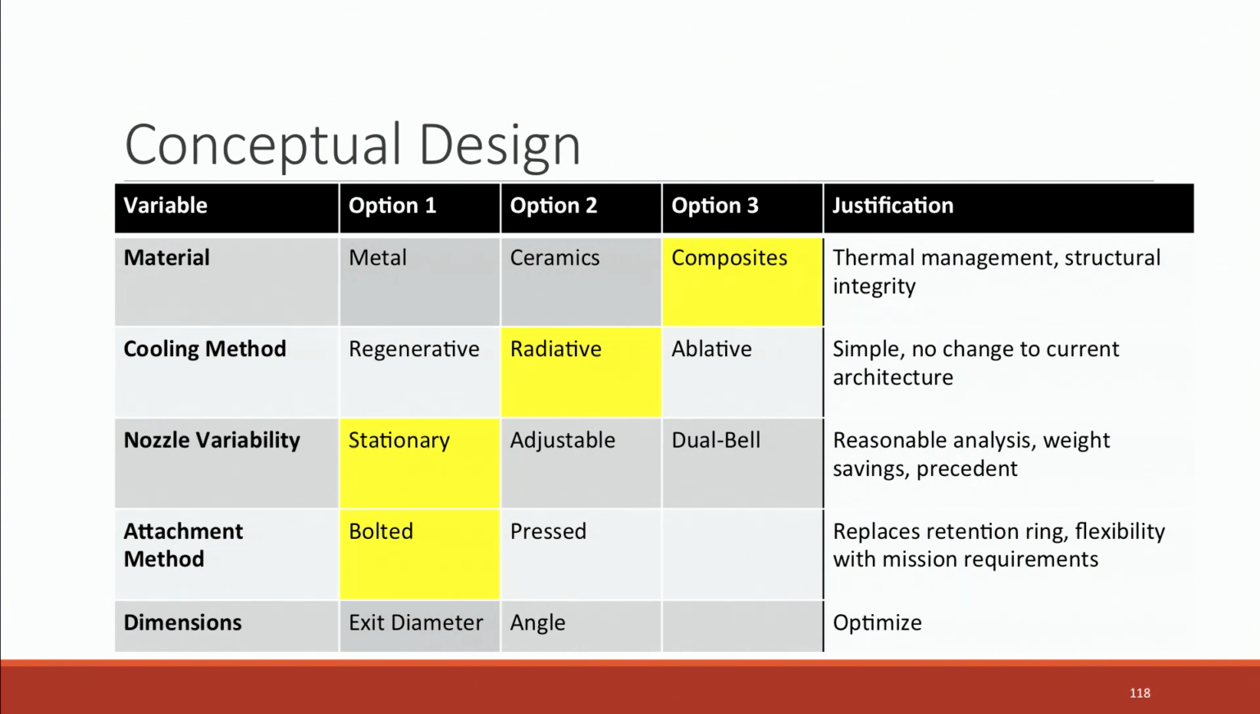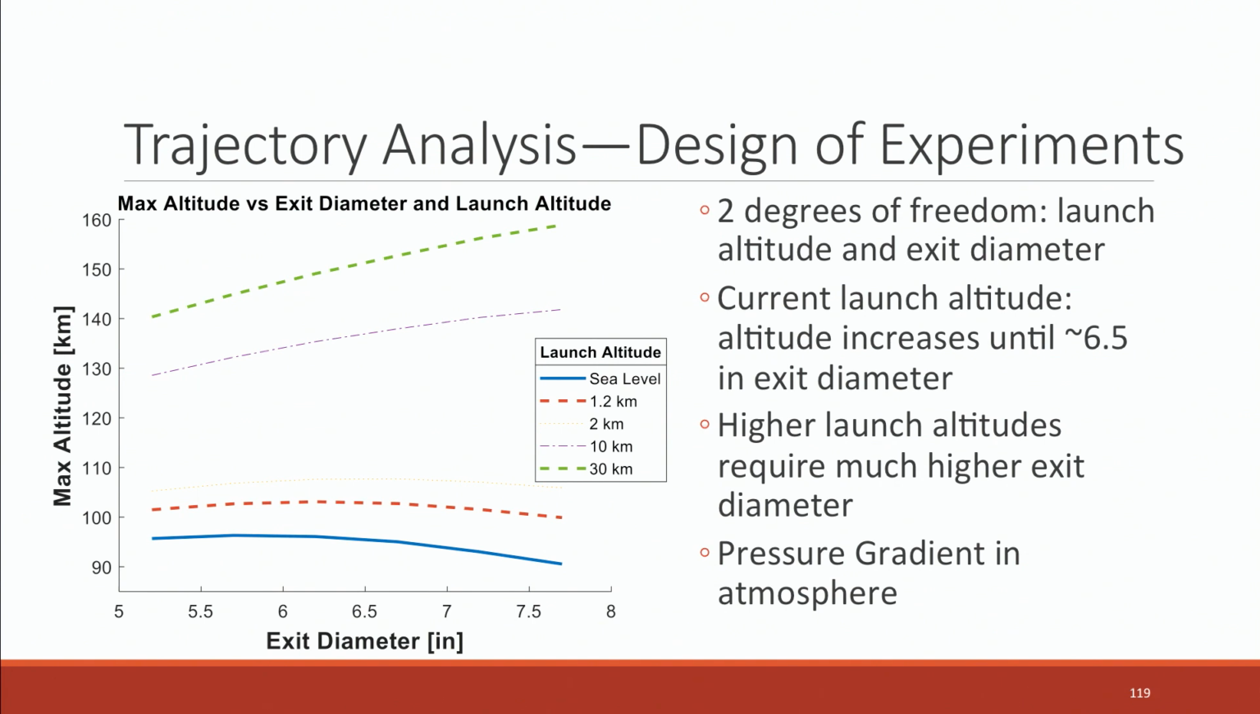And our goal was to bolt it on using where that retention ring is. It's already bolted on. Basically, we want to replace the retention ring and then bolt the nozzle extension on that way. And then we want to optimize the exit diameter and the angle of the nozzle in order to improve and optimize performance. In doing so, we came up with this preliminary design of experiments, which uses 2 degrees of freedom, the launch altitude and the exit diameter.